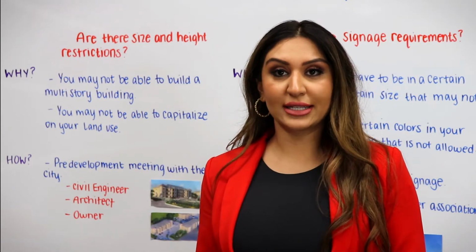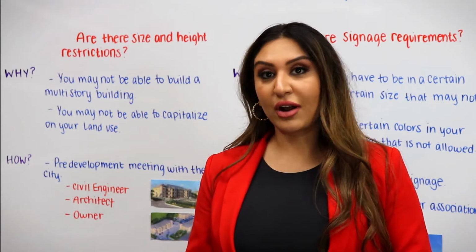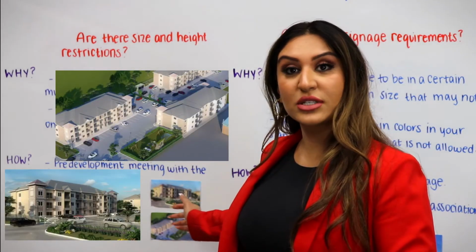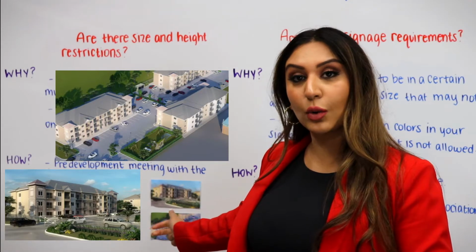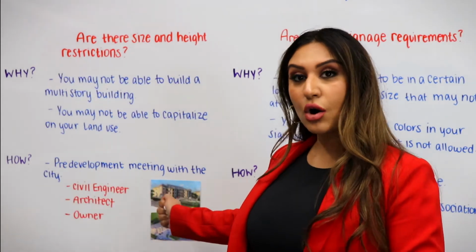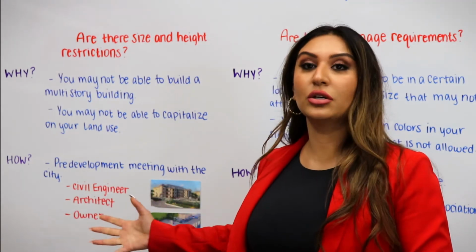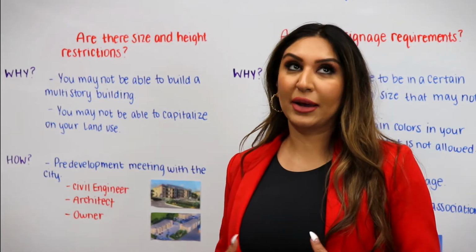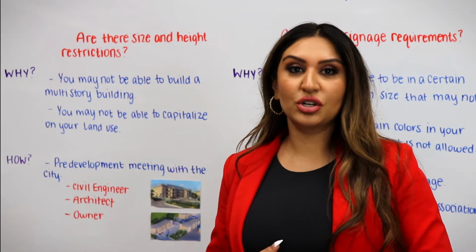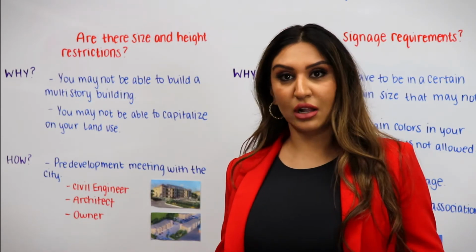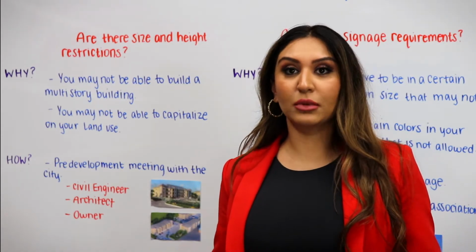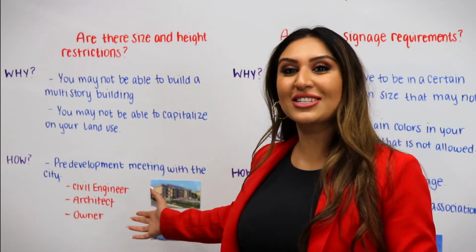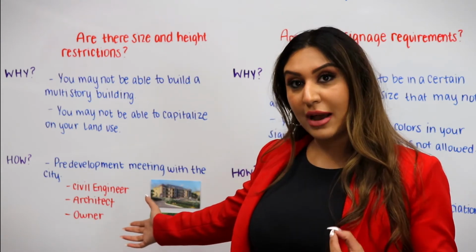I was doing a project here in Needville, Texas. After having the pre-development meeting, we found out that 3 stories was not allowed in that city, and they were only allowing 2 stories. Also, we had originally proposed 72 units on the land, and they are only allowing 30 to 35 units, which just completely destroys the project for the client, because it doesn't make sense for him to invest in a project.